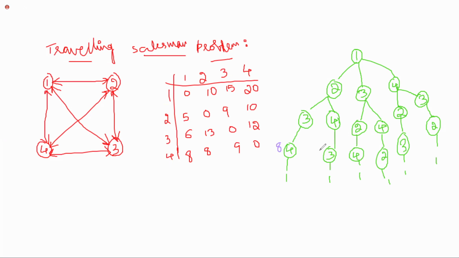Next, 3 to 1, what is the distance? 6. 4 to 1 we have already visited, that is 8. 2 to 1. 5, ma'am. 3 to 1 is 6. 2 to 1 again is 8, right? So I have updated the cost here.